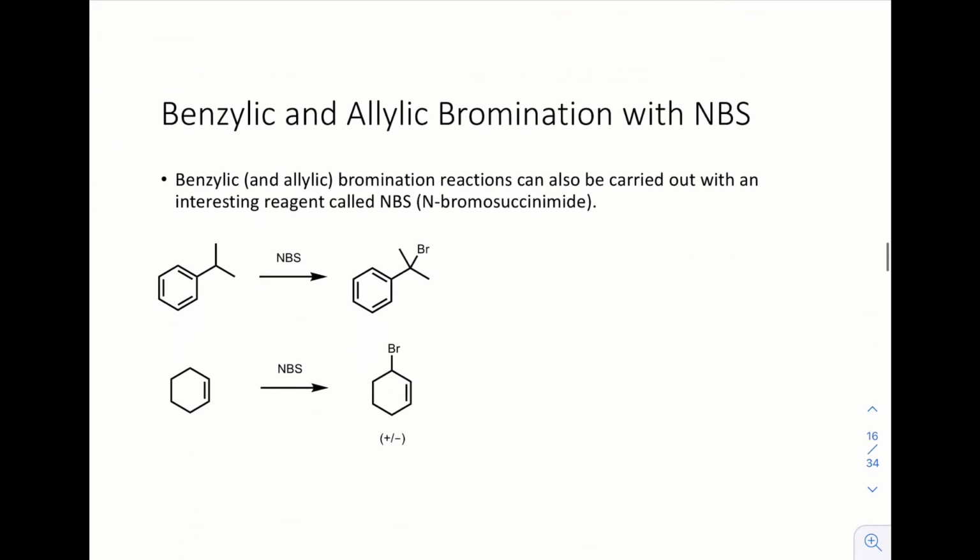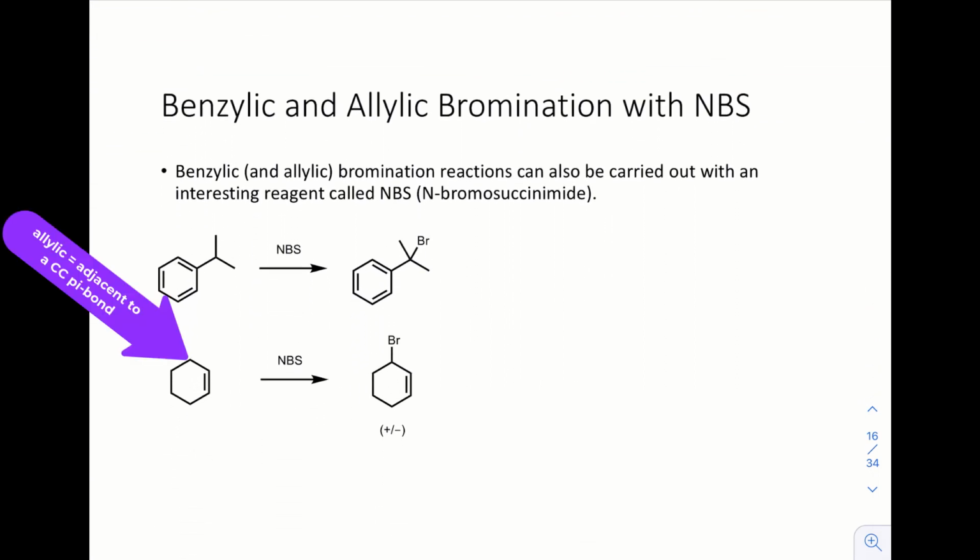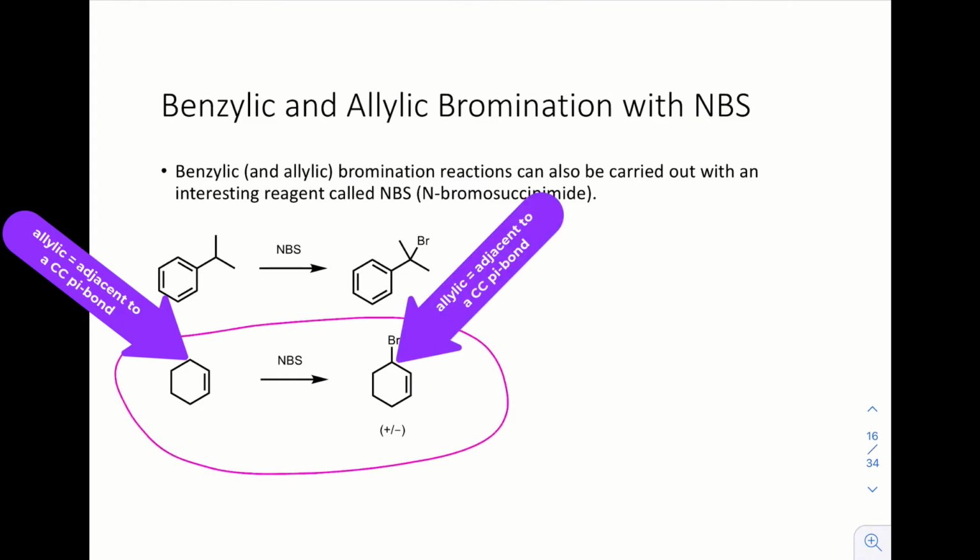Not only can the benzylic position react this way, so can and so does the allylic position. So here's an example of an allylic bromination. Before I read the slide, let's just map out what's happening here.